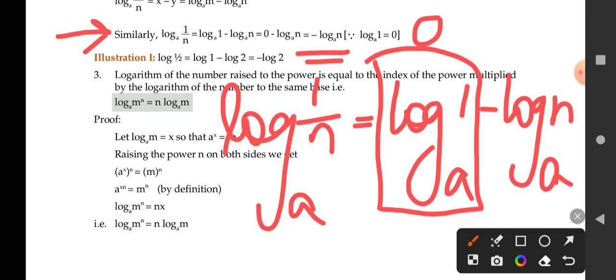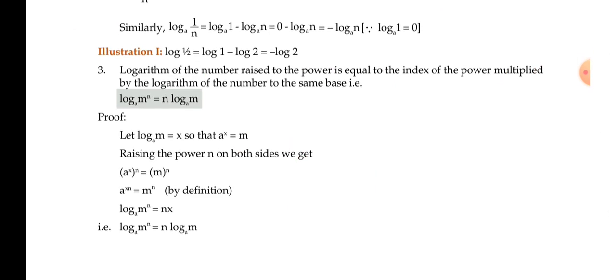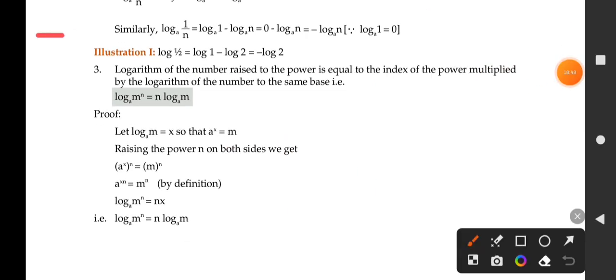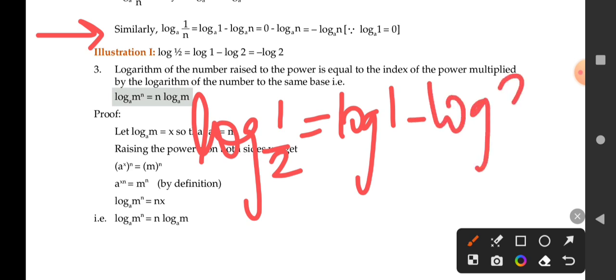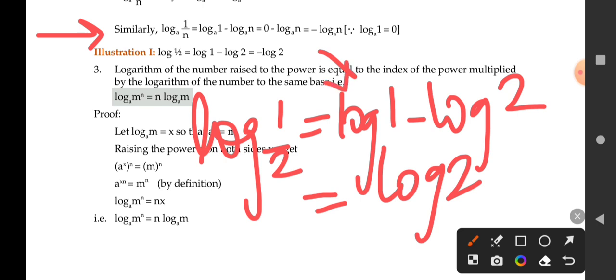Alright, let's move on. Illustration number 1. It is to illustrate 1 divided by n. So log half is equals to log 1 minus log 2, which is equals to minus log 2. So log 1 is equals to 0, right? And log a to the base a is equals to 1. Okay.